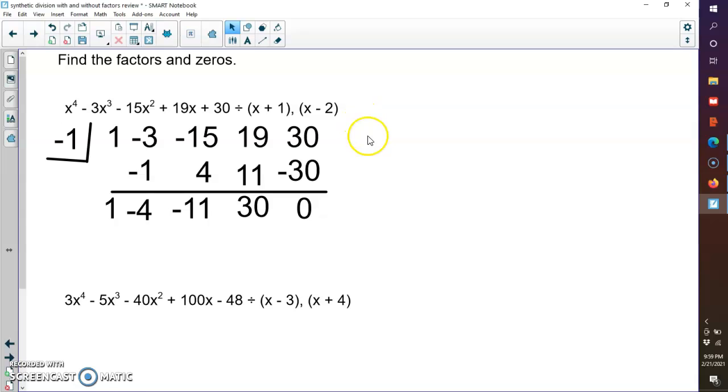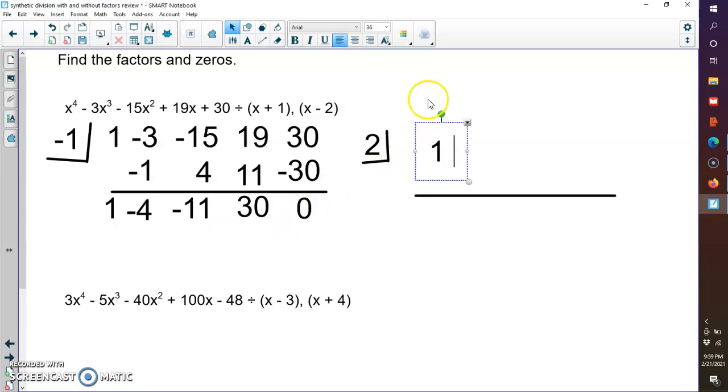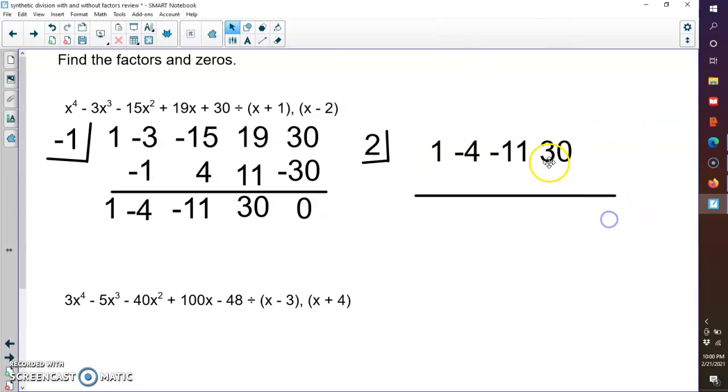So now we're going to have to synthetically divide a second time. So 2 also makes my parentheses equal to 0. So that's the number that goes in the box. Put my line down here. And now I'm going to use this depressed equation down here. We don't use the original ones. We use the new depressed equation. And that's going to allow us to get something that we can factor.